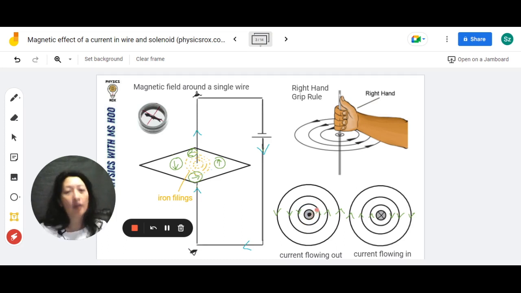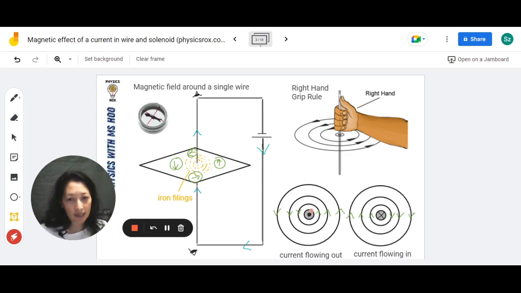Obviously, the closer we are to the source of the magnetic field, that means the closer we are to the wire, the stronger the magnetic fields would be. That's why the lines are closer together. The further away we are from the wire, the weaker the magnetic fields. That's why the magnetic field lines are also further away from each other. So that's also another thing to take note.